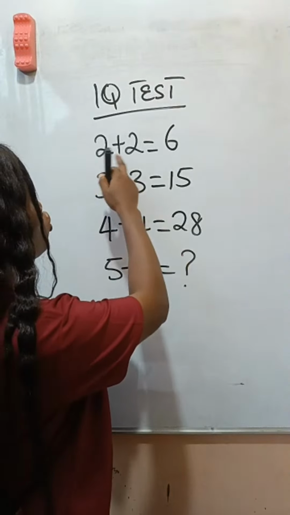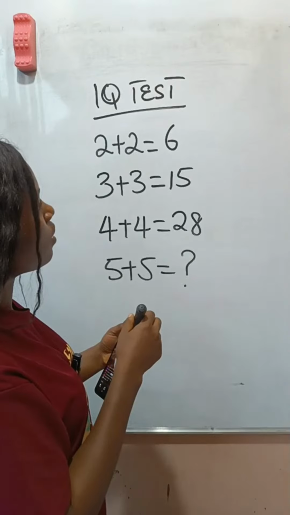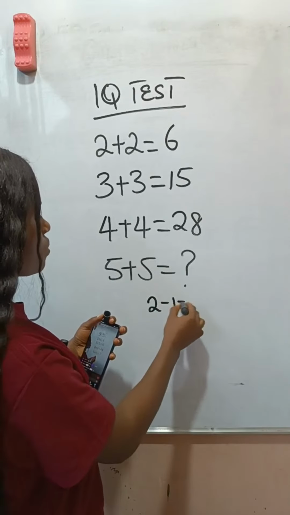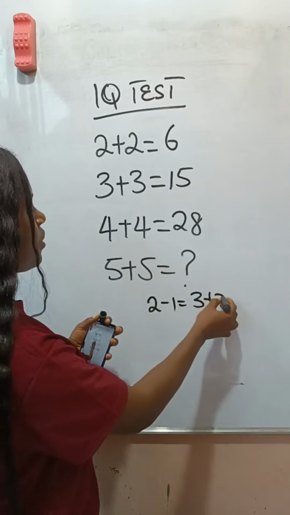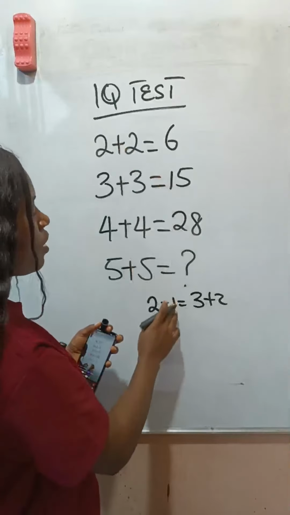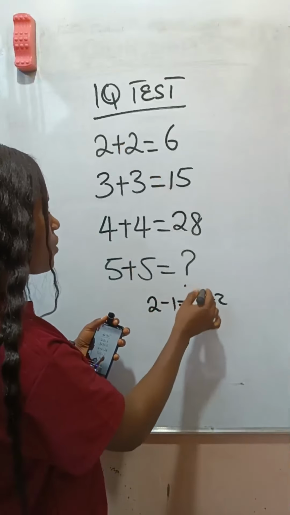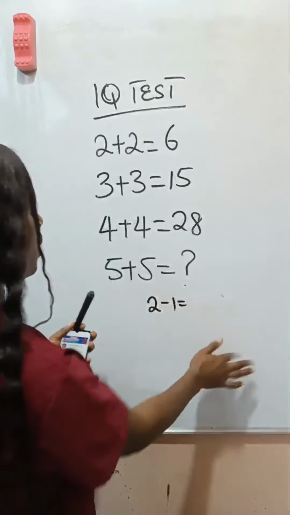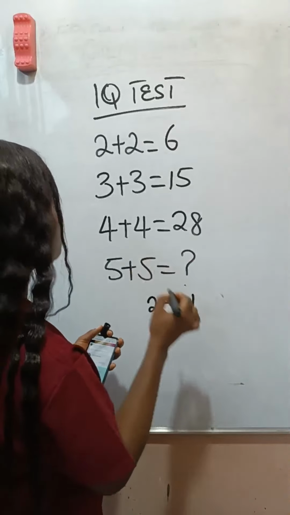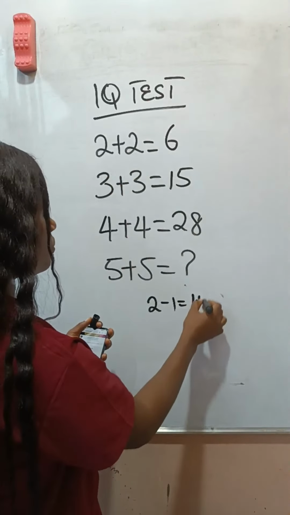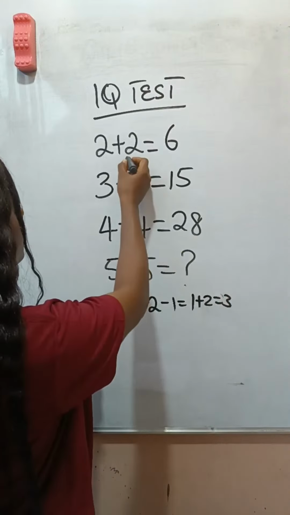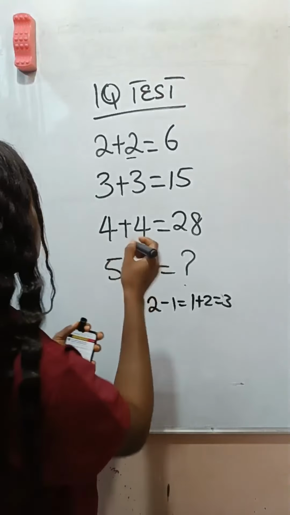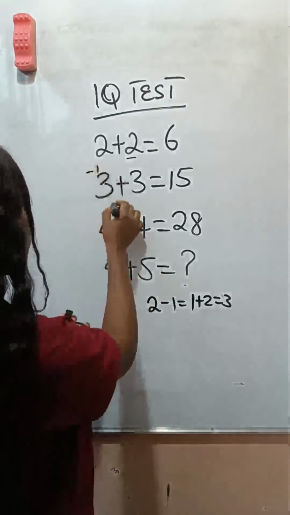Now, if I need to strategize again, I need to form another pattern. So if I say 2 plus 2 is 4, okay, what if I subtract 1 from 2? If I subtract 1 from 2, I'll get 1. Then if I add 1 to 2, I'll get 3. So 3 times this 2 will give you 6. That worked, right? Now, similarly, if I subtract 1 from 3, I will have 2.